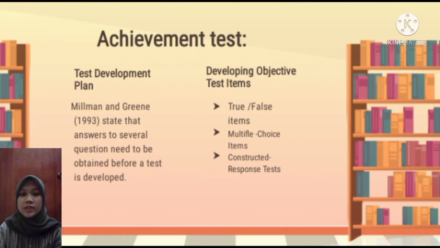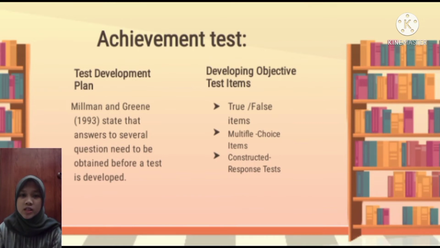The second, multiple choice items. Multiple choice items are considered to be the most usable item used in objective tests. And then the third, matching items. With matching items, a learner is being asked to determine the relationship between two different lists of information.